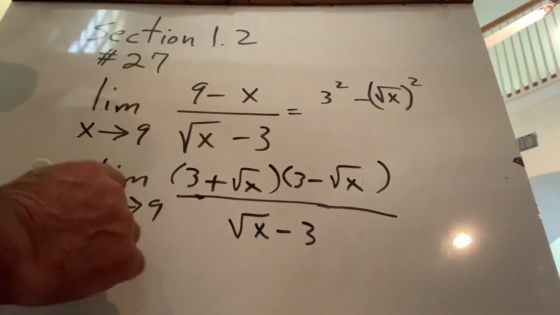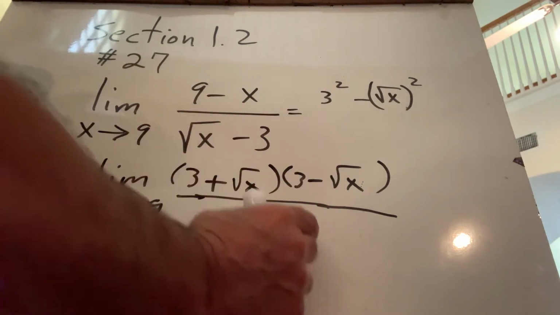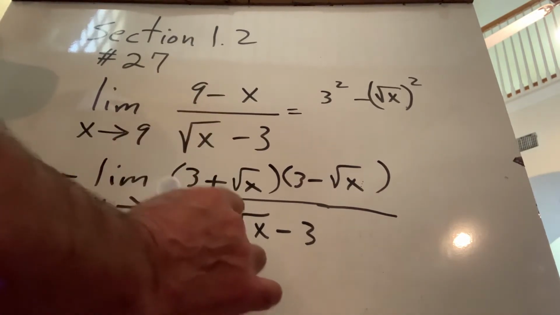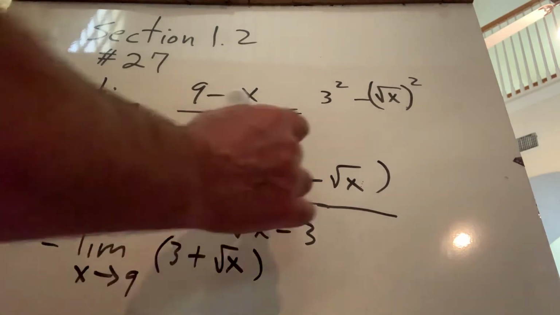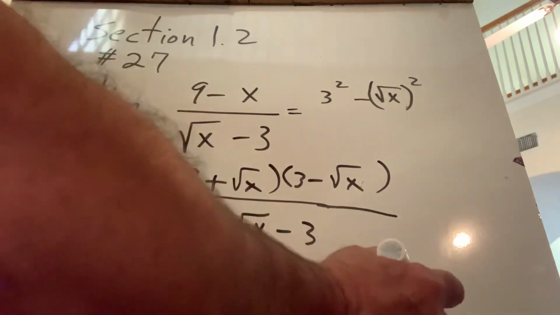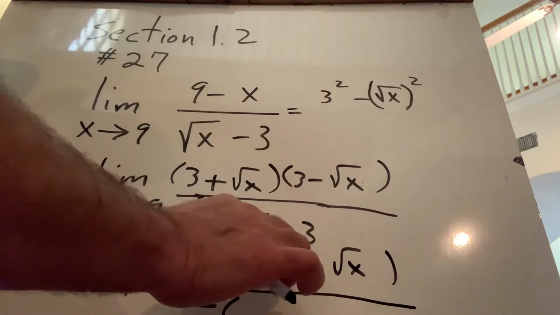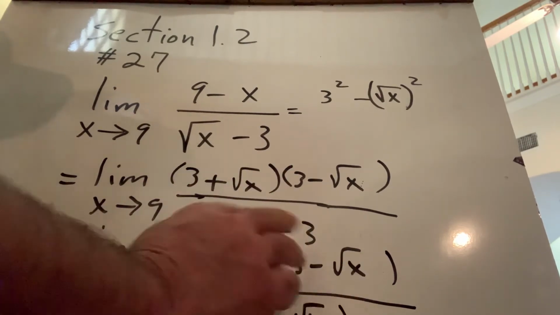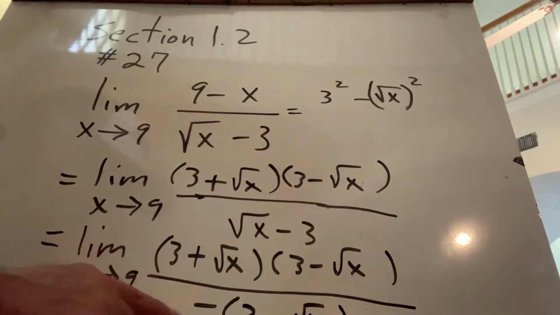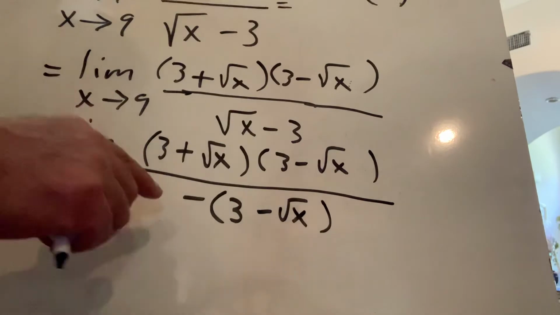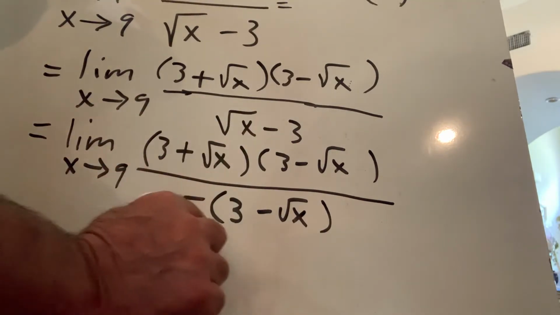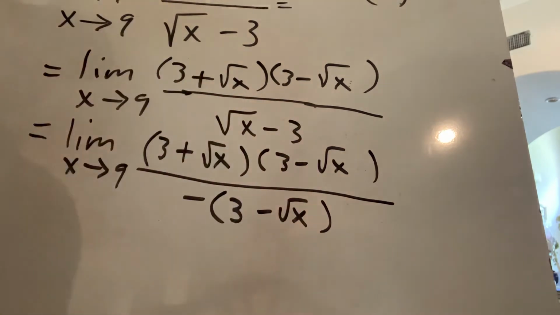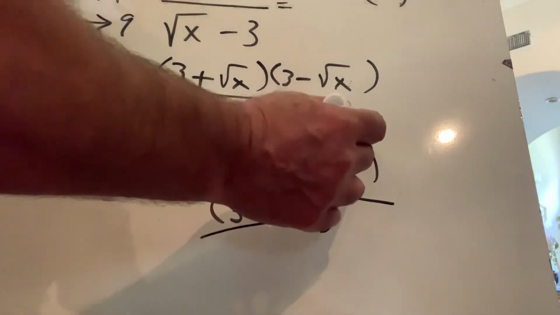So actually, since the top is by itself, let me just do the bottom one. We can write this as the limit as x approaches 9. The top stays the same: 3 plus the square root of x, times 3 minus the square root of x. But on the bottom, I'm going to factor the negative out, which turns the negative 3 into a positive 3 and turns the square root of x into a negative square root of x. It's a trick: anytime you want to change the sign of two terms, just factor a negative out. And you can check it in case you want to make sure it's the same thing. If you distribute the negative, negative times 3 becomes negative 3, and negative times negative square root becomes positive square root. Okay, so now we can cancel these two same factors.